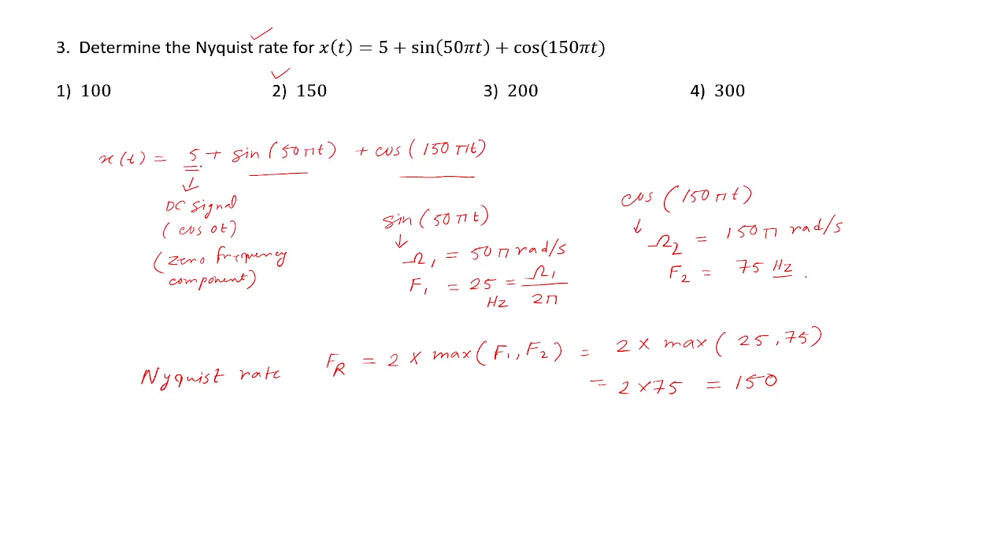By the way, whenever you encounter any constant part, basically consider that as a DC signal which has zero frequency component. So while computing Nyquist rate, there may be a DC component, but that doesn't really matter. Sometimes this question arises to confuse you. Just remember it.